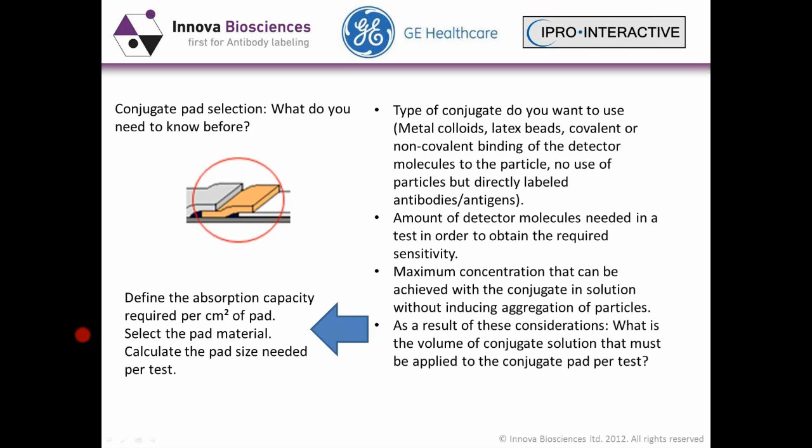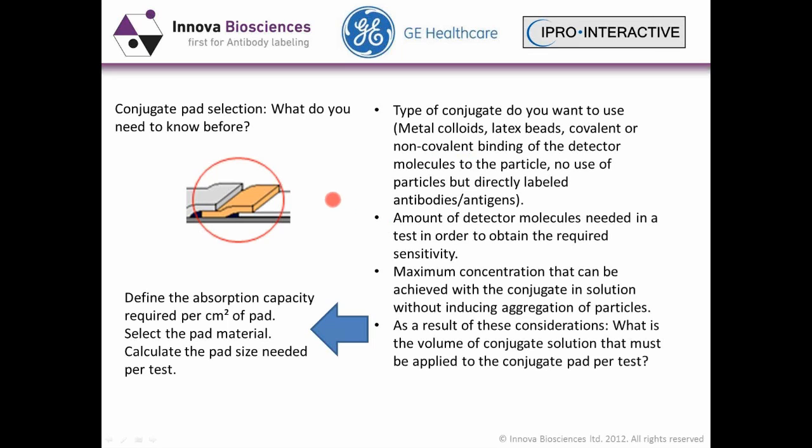What you need to know before you can select a conjugate is, at first, what is the type of conjugate do you want to use? Do we talk about metal colloids like gold colloids, let's say of a diameter of 40 nanometers? Will we talk about latex beads that routinely come in a diameter of around about 300 nanometers? Will you do covalent or non-covalent binding of the detector molecules to the particles, or will you not use any particles at all but go with directly labeled antibodies or antigens?